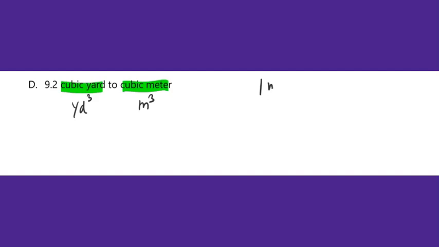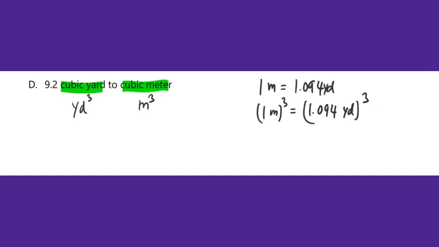1 meter equals 1.094 yard. If you cube both sides, 1 meter cubed equals 1.094 to the power 3 yard cubed. I can calculate 1.094 to the power 3 directly, but I can keep it here and multiply when I do the problem.